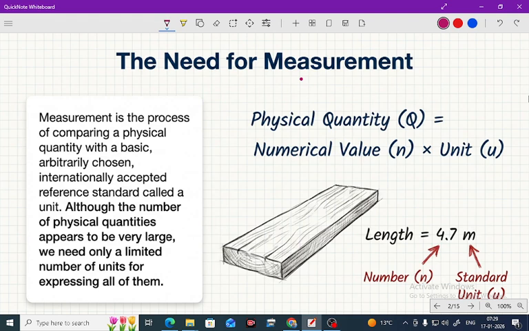Measurement is the process of comparing a physical quantity with a basic, arbitrarily chosen, internationally accepted reference standard called a unit. Although the number of physical quantities appears to be very large, we need only a limited number of units for expressing all of them. Physical quantity is equal to numerical value into unit. Suppose length equals 4.7 meter, therefore 4.7 is the numerical value and m is the standard unit.